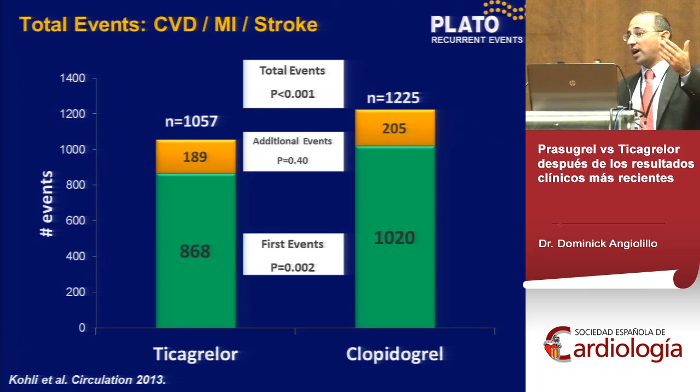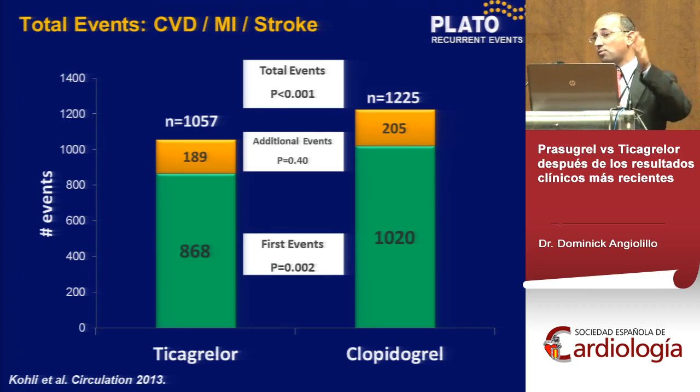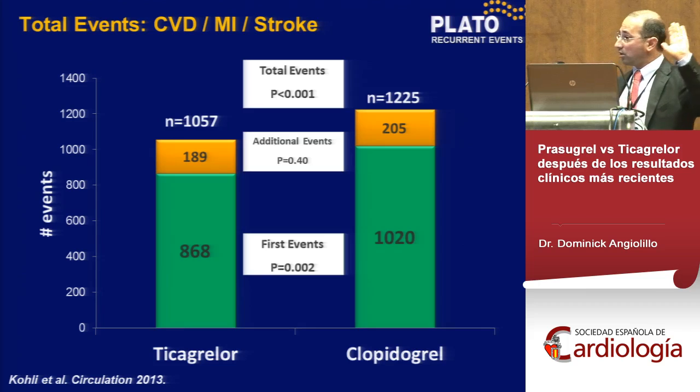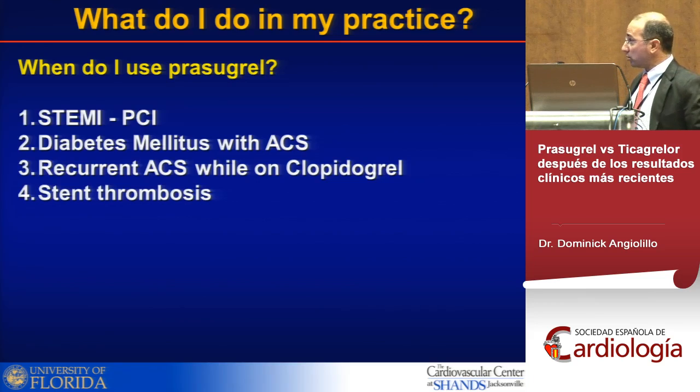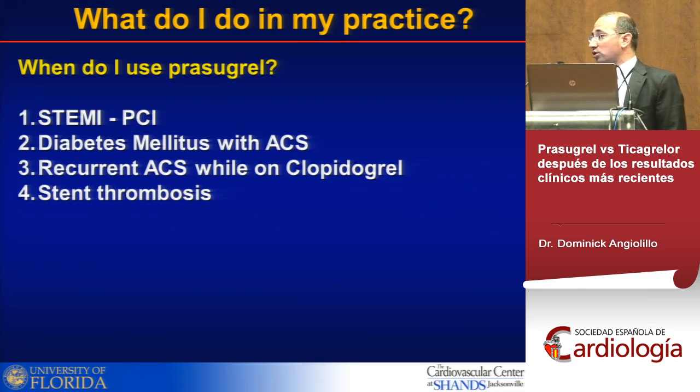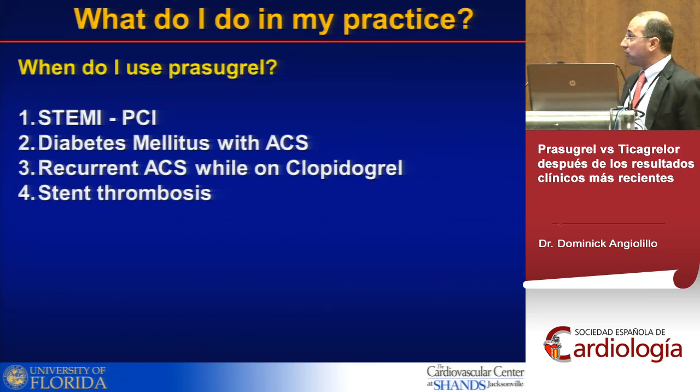But again, if I have to make a choice and I have a patient with an event while on clopidogrel, if there aren't any contraindications, I'll use prasugrel. If not, I would use a ticagrelor. Now, stent thrombosis is a very rare phenomenon. Sometimes this may be related to multiple factors.